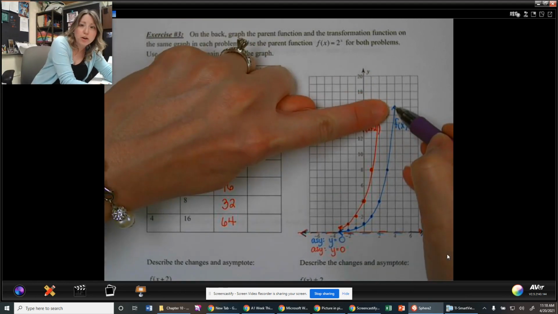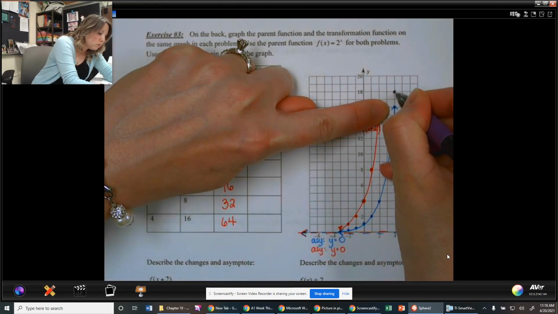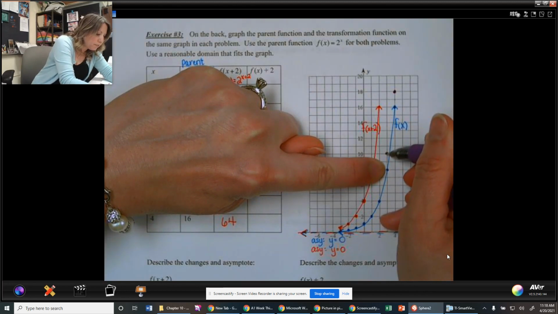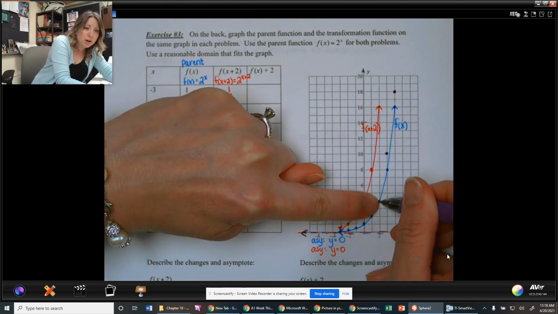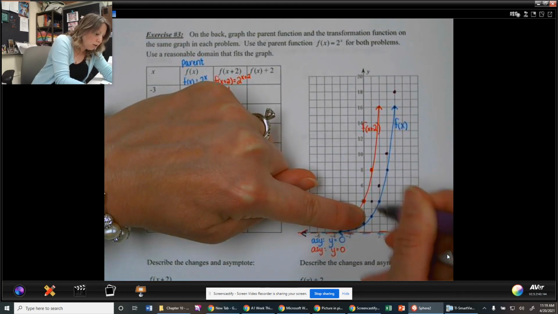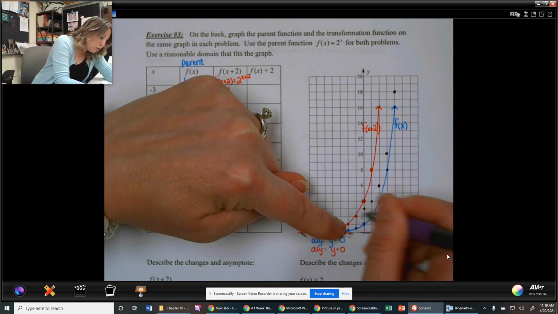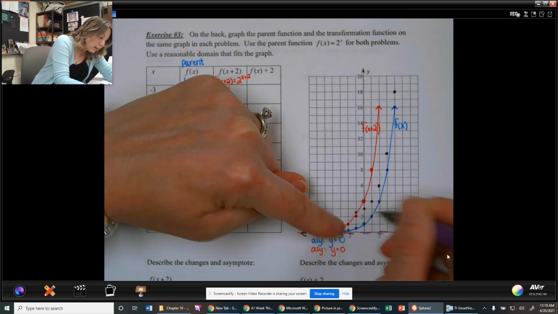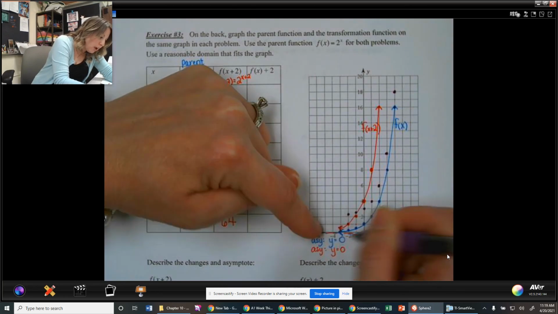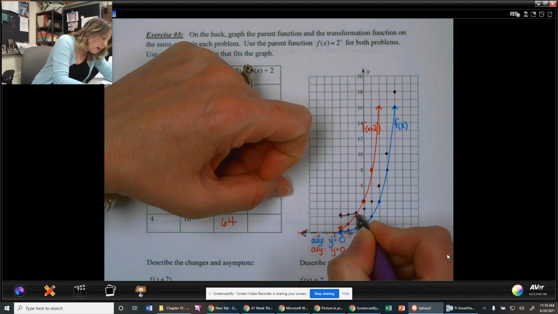So let's take this point and let's move it up 2. Let's take this point on the original parent function and move it up 2. This point, up 2. All our points are going up 2, right? So this now is like 2.5. And this one right here is 2.25. And this one is 2.125. And so I'm going to stop right here and connect.